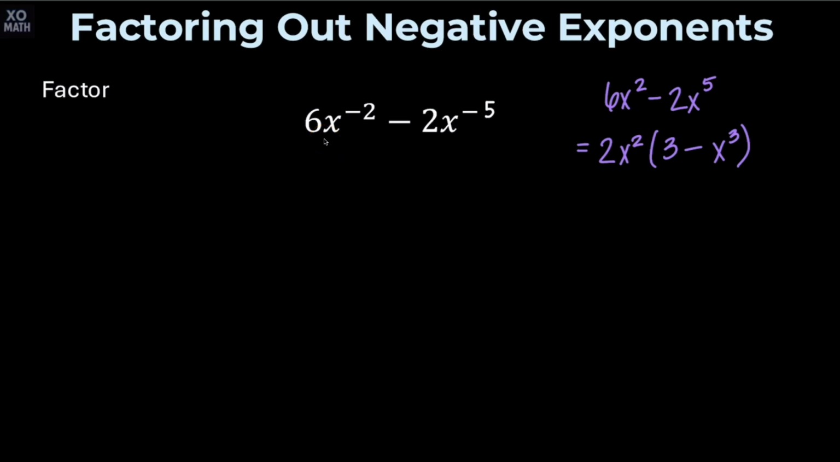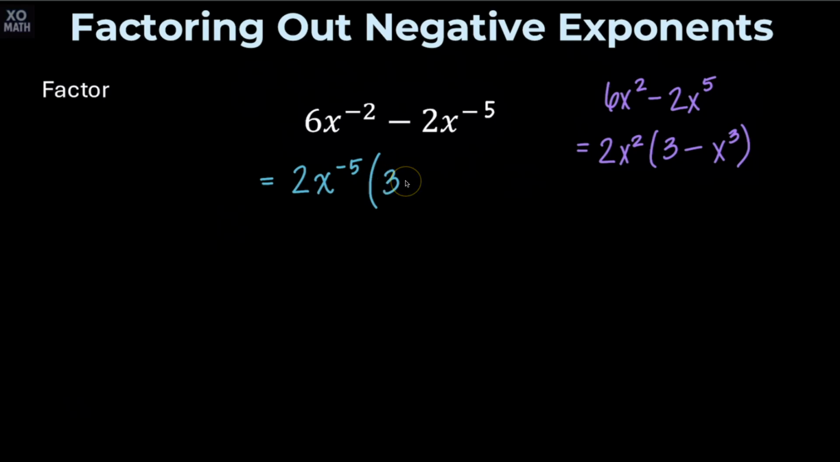So again, 6x to the negative 2 minus 2x to the negative 5. With those coefficients in front, we're going to go ahead and still take out a positive 2, and we're going to take out x to the smaller of the 2 exponents. So which number is smaller, or to the left on the number line? That would be negative 5. So I'm going to take out x to the negative 5, and then let's see what's left over. In the first term, I'm going to have a 3 left over when I divide out the 2.